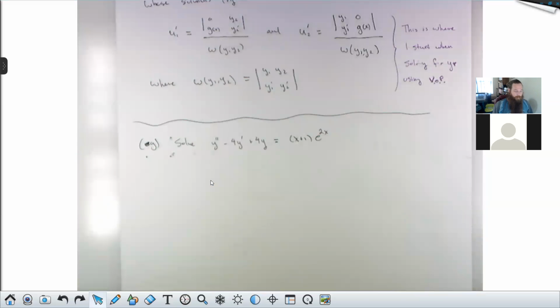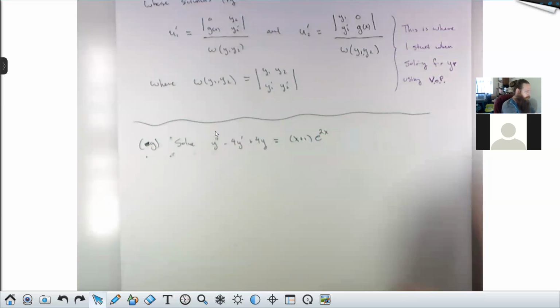This is a problem we could technically solve using annihilators, undetermined coefficients, because this right-hand side is not terribly exotic, right? It is a linear polynomial times an exponential. So we know that the particular solution is going to be a linear polynomial times that same exponential. And you could cook it up with undetermined coefficients. So nice to start with something that you already know how to do. You can check your work another way.